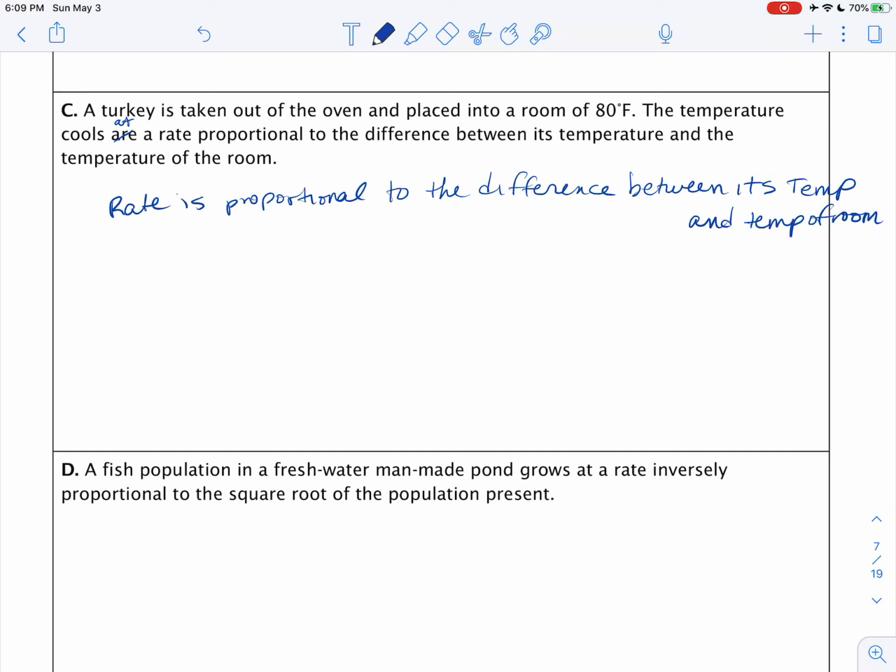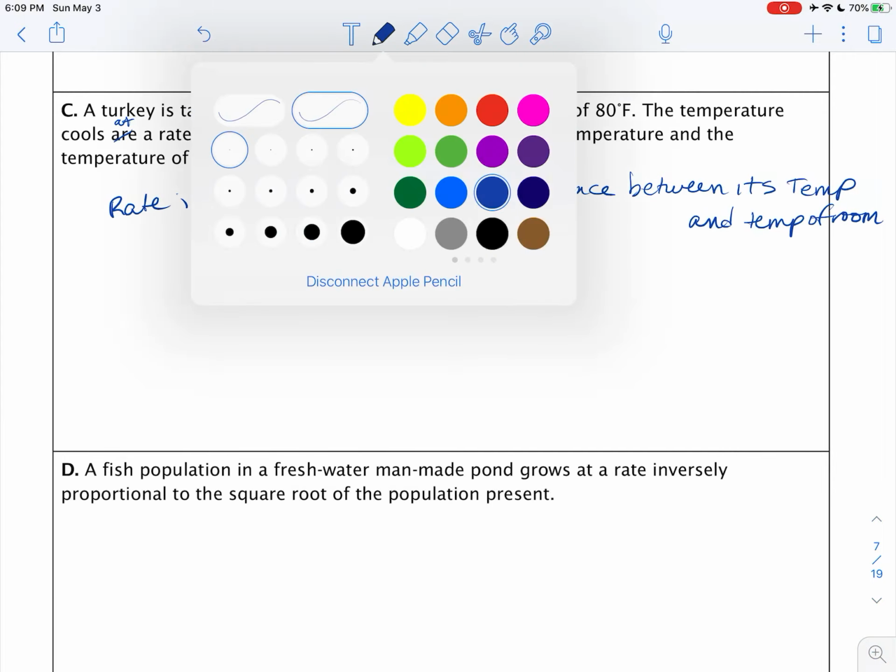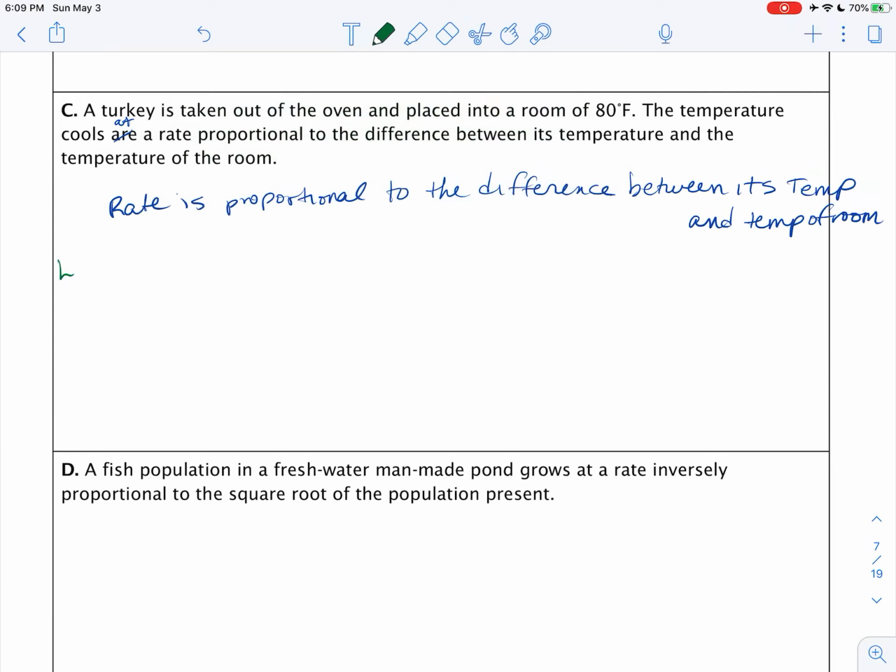Those of you who are familiar with this might be familiar with Newton's law of cooling. So again, let T equal the temperature of the turkey at time t, then we know that dT/dt is going to be its cooling rate, right? Or the rate that the temperature cools.